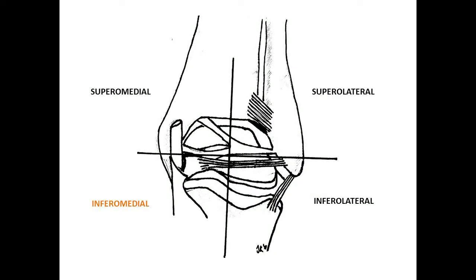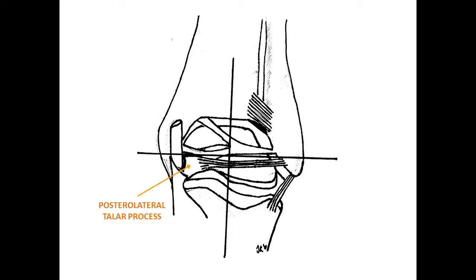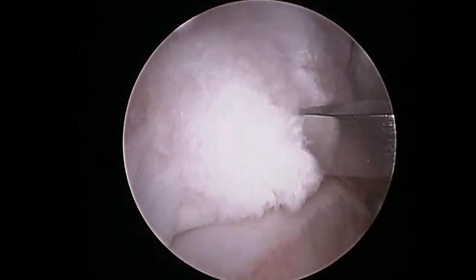This leads us to the inferomedial quadrant, which contains the posterolateral talar process. This structure may also be known, in pathological conditions, as a Stieda lesion or os trigonum. A prominent Stieda process can be seen being removed here.